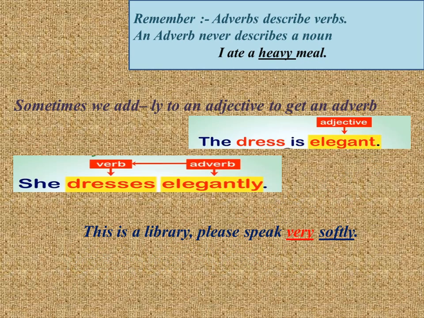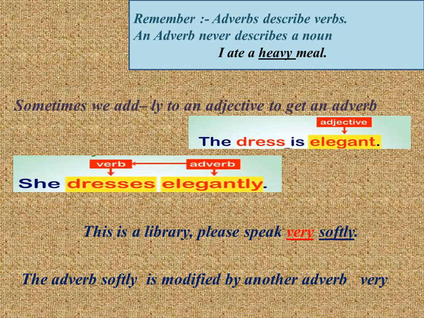Now, let's see the next one. This is a library. Please speak very softly. Here the adverb softly is modified by another adverb, very. Speak is a verb. Very is already an adverb, so it modifies the adverb softly.